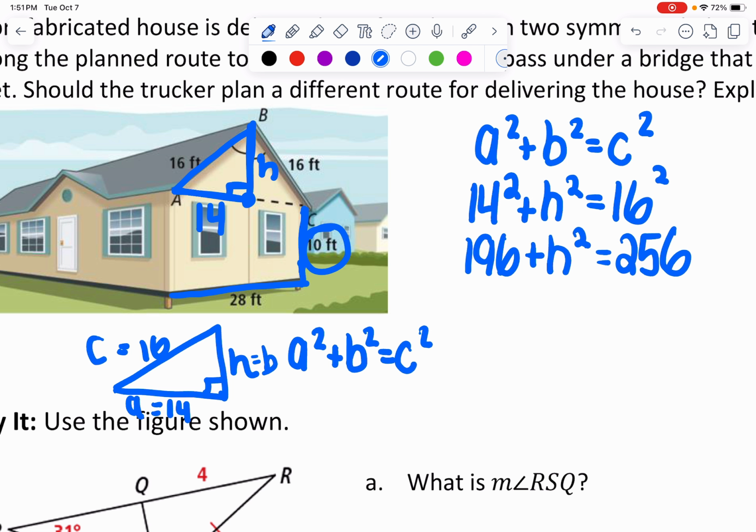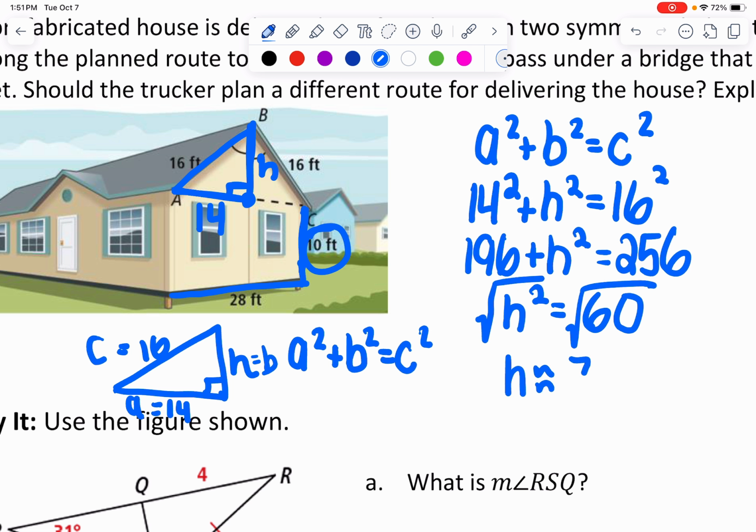You're going to subtract 196, so h squared is equal to 60. Then you can round, it's okay. Take the square root, and your h would be approximately 7.7 feet. But we still have not answered the question. Now I know that this height right here is 7.7. You still need to check to make sure that the house clears the bridge.